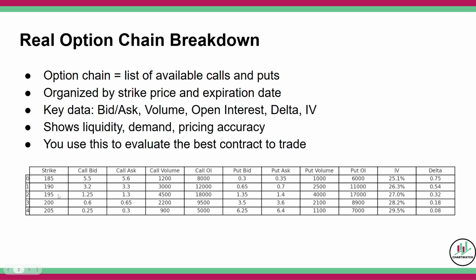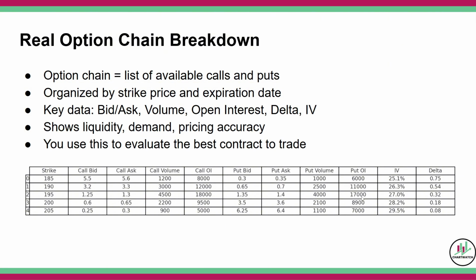The bid ask right here is 1.25 and 1.3, which means there's a very tight spread and it's liquid. Now we're going to look at the volume. The volume is 4,500. It means it's very, very active today. Open interest, we're going to look right here. The open interest is 18,000. That's how many contracts are open.